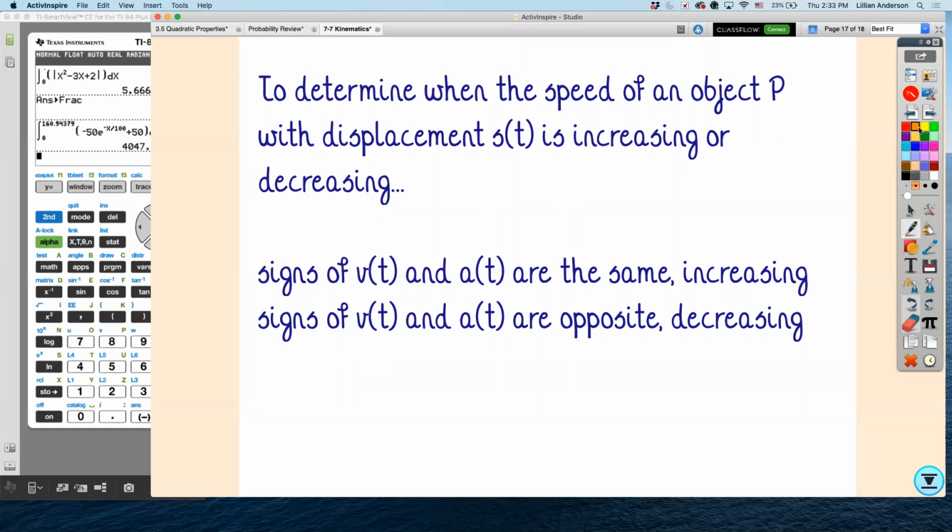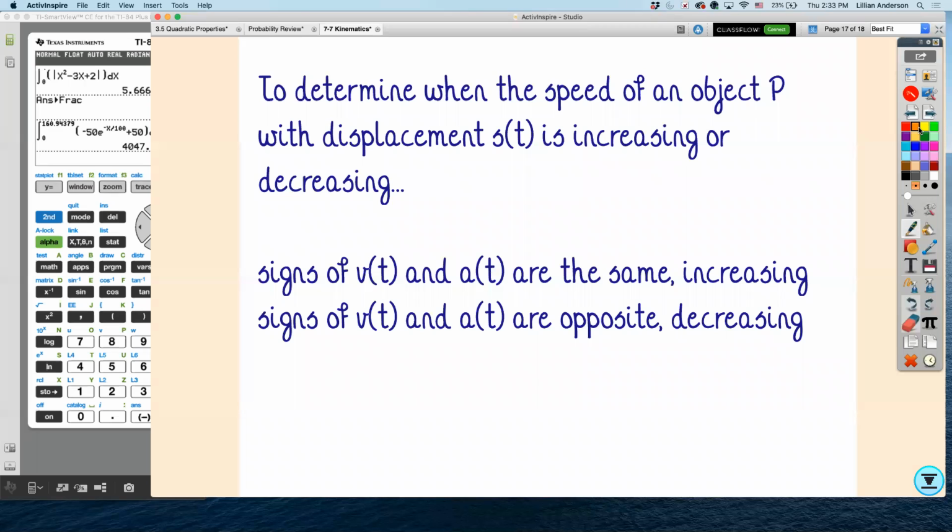So to determine when the speed of an object is either increasing or decreasing, you look at the sign of velocity and the sign of acceleration at that particular time. And by sign, I mean whether it's a negative number or a positive number. Because if the signs of velocity and acceleration are the same, then the object is speeding up. But when they're different at that particular time, then it's slowing down.